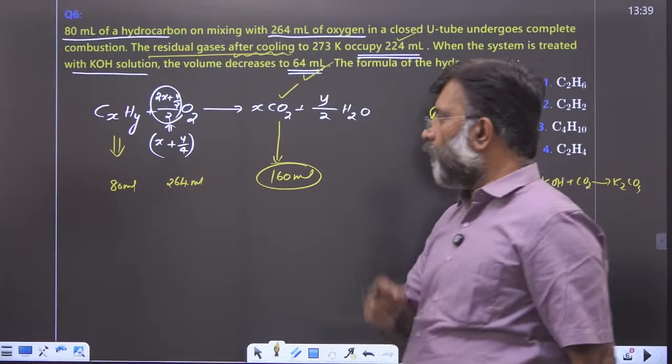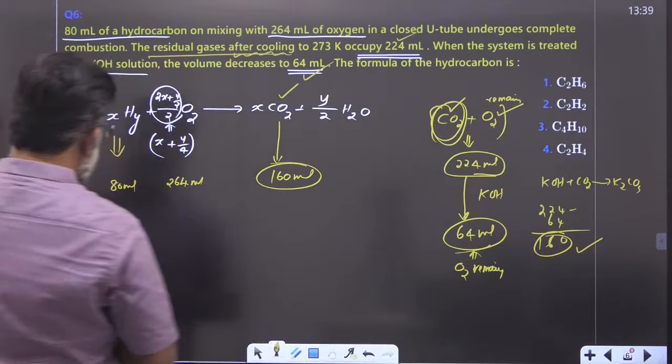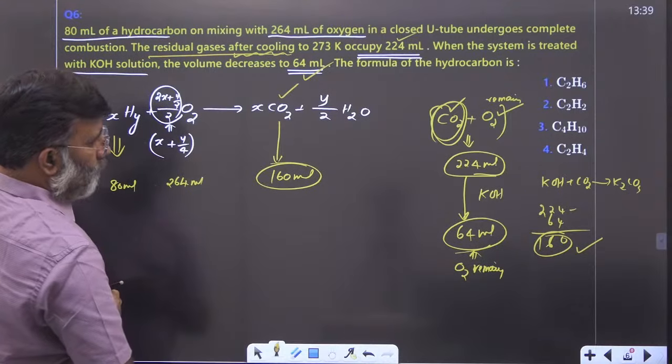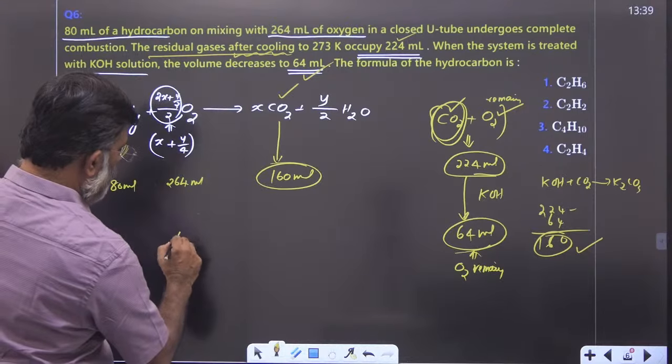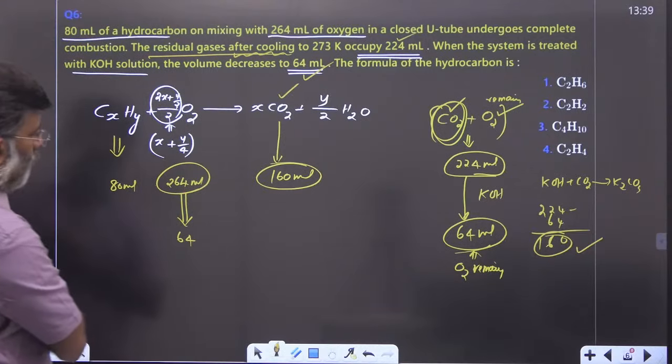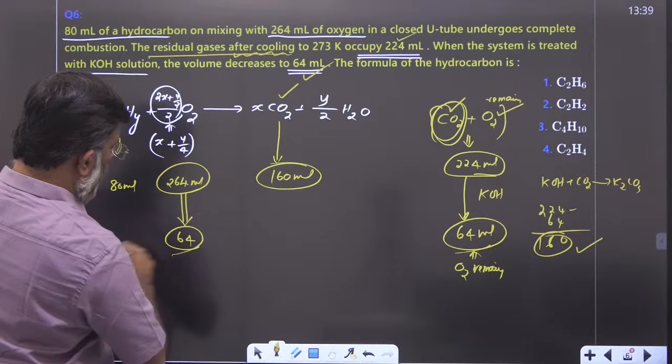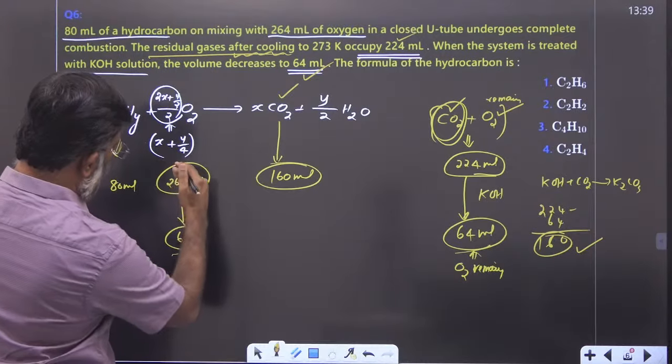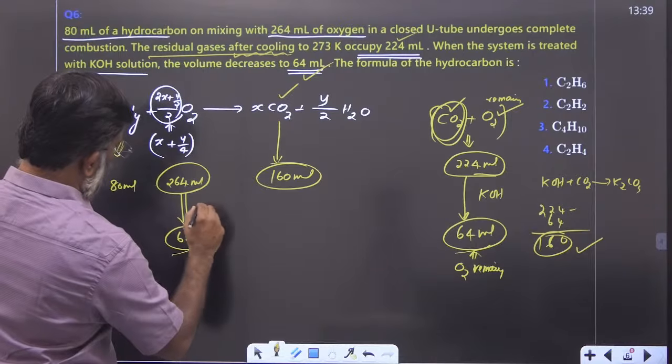Now, how much oxygen is consumed? Oxygen remaining is 64. So how much is consumed? 264 taken, 64 remaining. So oxygen consumed is 264 minus 64.